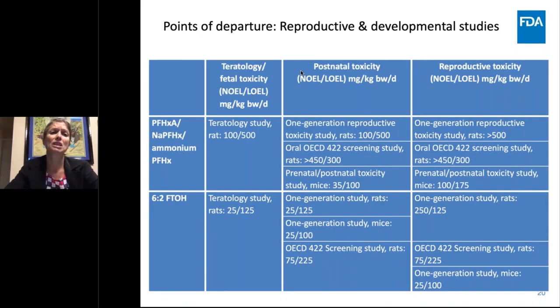So comparing the points of departure from these studies, again, you see increased potency with the fluorotelomer versus perfluorohexanoate. If you're comparing the prenatal studies in rats, again the fluorotelomer is more potent. With the one-generation reproductive study, again, higher potency for reproductive effects. In rats, again, higher potency for postnatal effects, and similarly with mice.